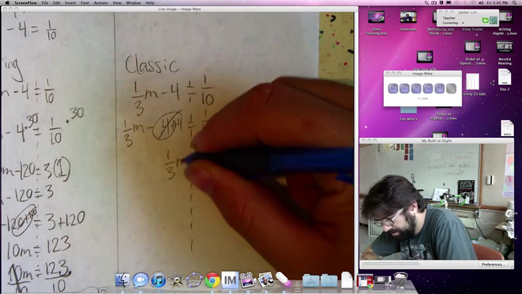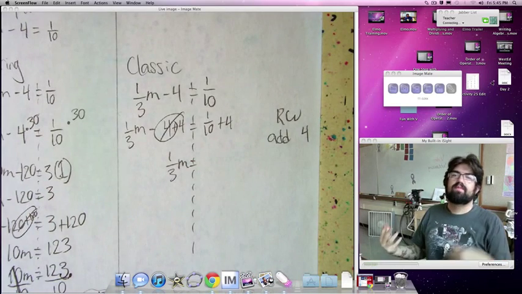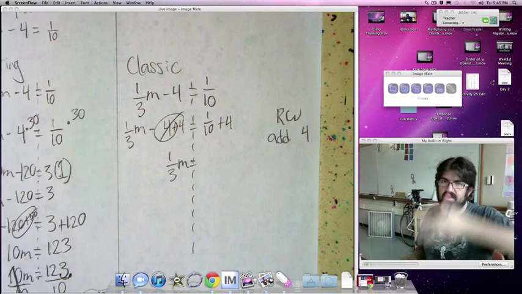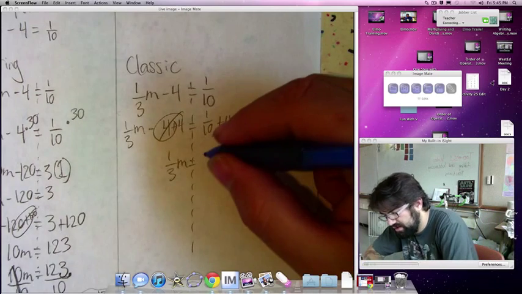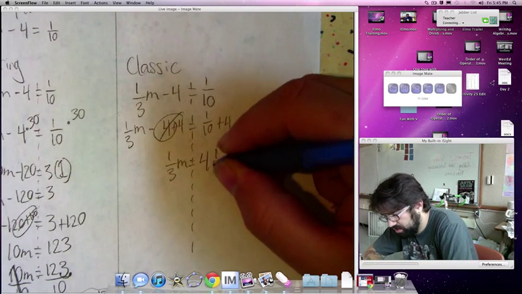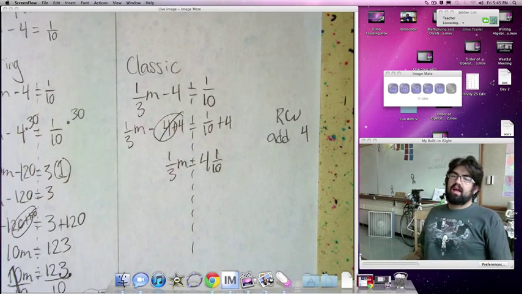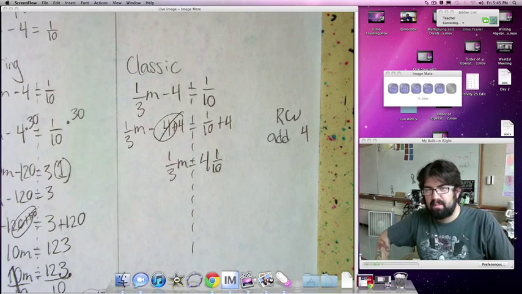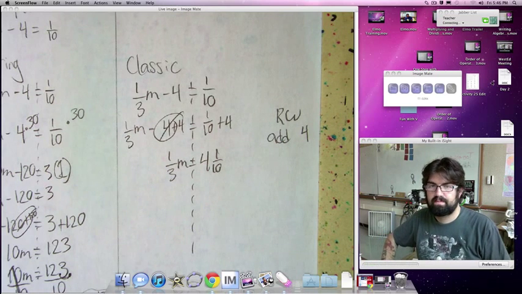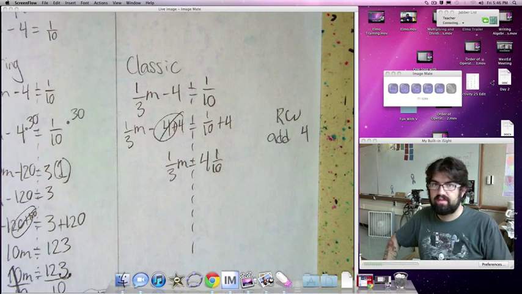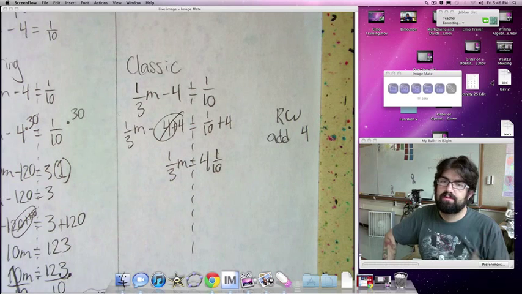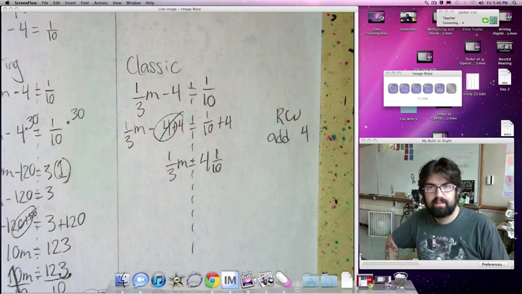1/3 m. We all know if I have a tenth and a fourth, I just call it 4 and 1/10. Right? This is from fractions back in the day. 1/3 m. 1/3 times m. I know I'm going to multiply or divide. Using a mixed number makes that really hard with fractions.